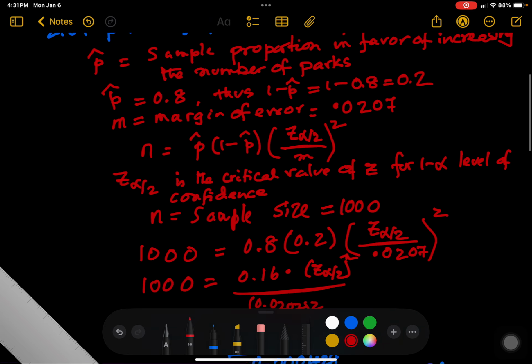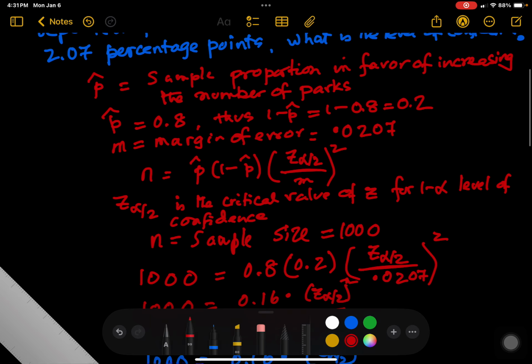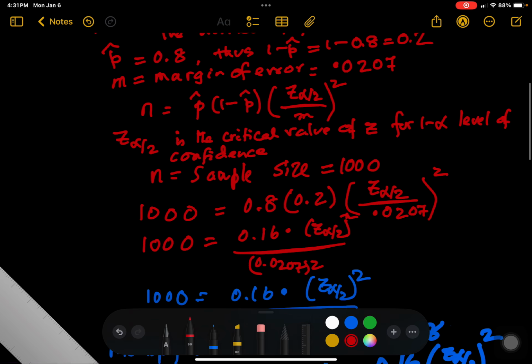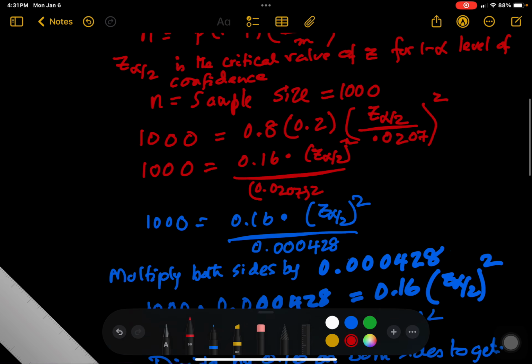So let me recapitulate what I did. First, I used the given information and I wrote the equation for the sample size, the minimum sample size necessary. We have a value for p hat, which is 0.8. 1 minus p hat is 1 minus 0.8, which is 0.2. We do not know the z alpha by 2, but we have a margin of error value of 0.0207. Our sample size n on the left hand side of the equation is 1000.